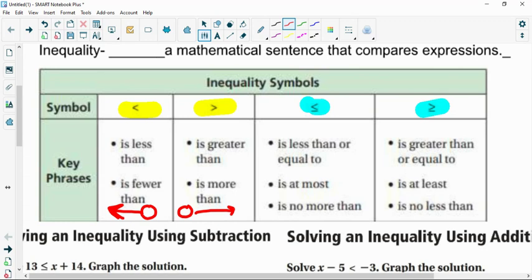For less than or equal to, if I said x is less than or equal to 4, when I put my circle on 4, I'm actually going to color it in because 4 is one of my answers. But so is every number that comes to the left of 4.